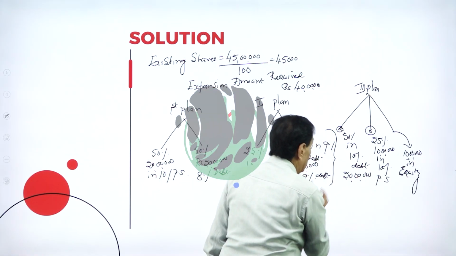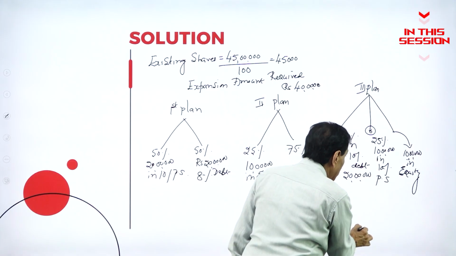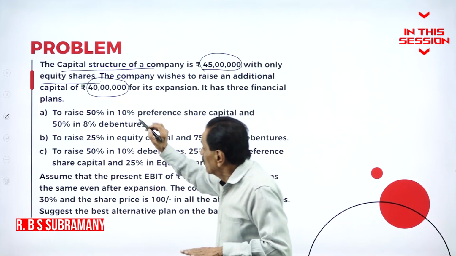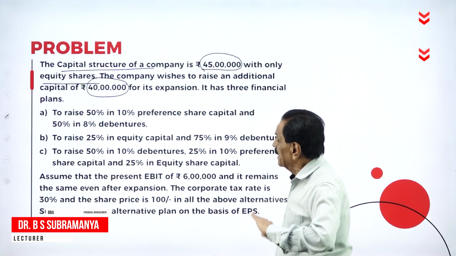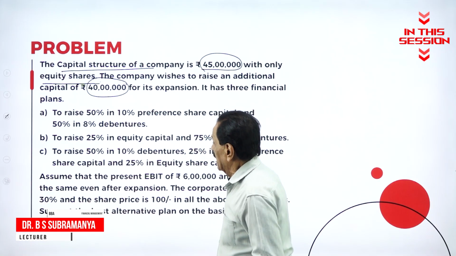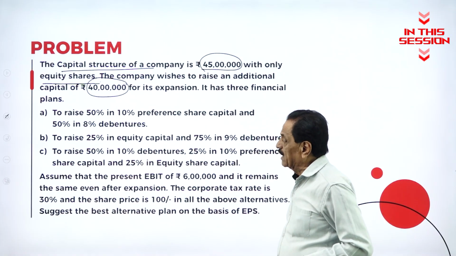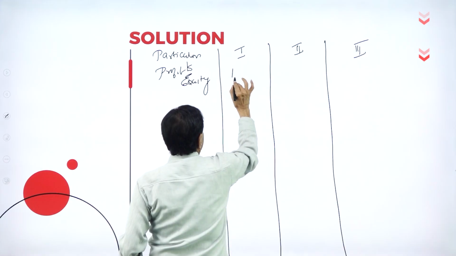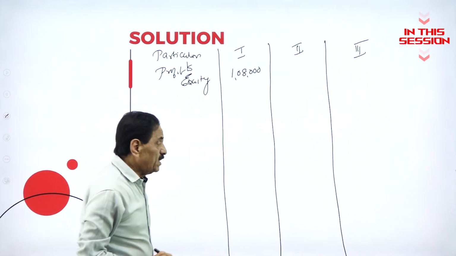This is 20 lakh in 10% debt, another 10 lakh in 10% preference share, another 10 lakh in equity. How the 40 lakh have been made? 50% in 10% preference share, 20 lakh in 10% preference share, another 20 lakh in 8% debenture. 3 lakh 8,000 minus 2 lakh, 1 lakh 8,000. Profit available to equity shareholder.